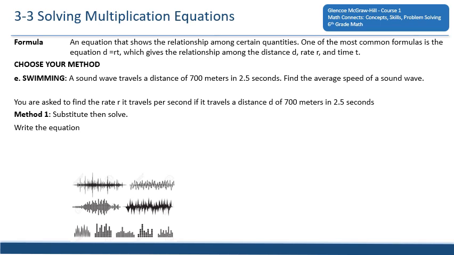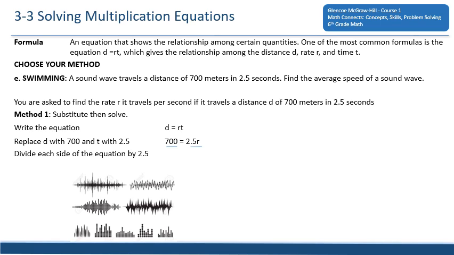So substitute, then solve. So d equals r times t. Replace d with 700 and t with 2.5. And then if we divide each side of the equation by 2.5, we have 700 divided by 2.5 equals 2.5r divided by 2.5. We get 700 divided by 2.5 equals 280 meters per second. So r equals 280 meters per second.